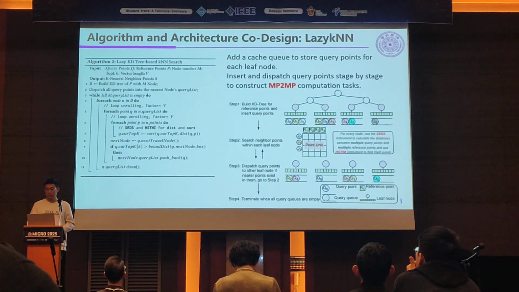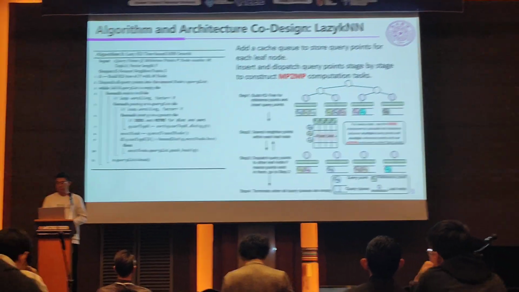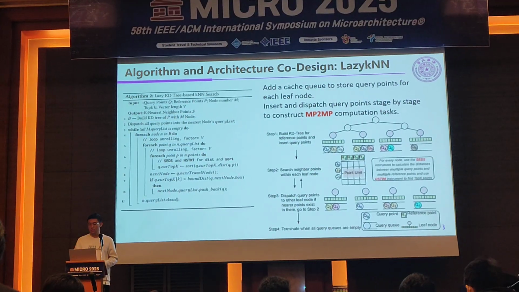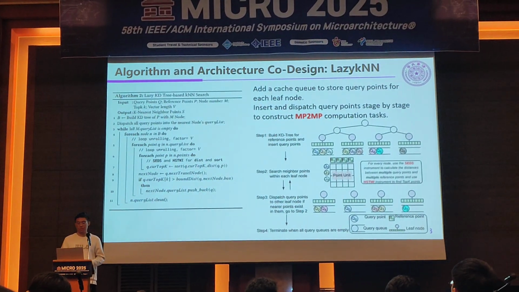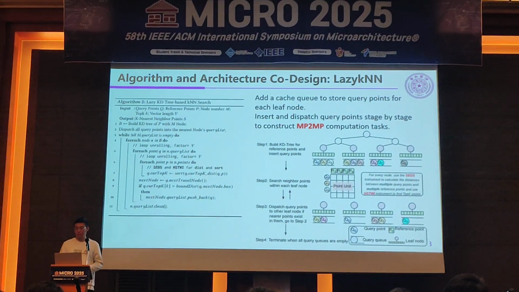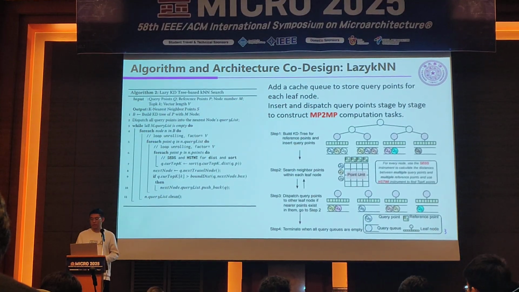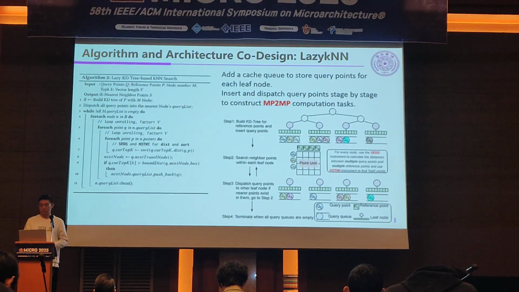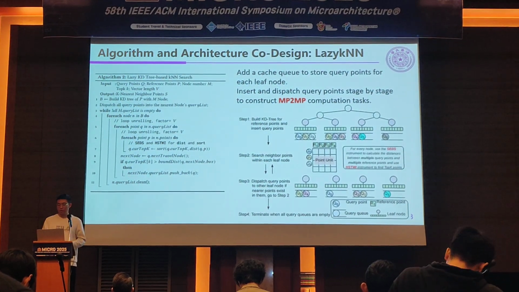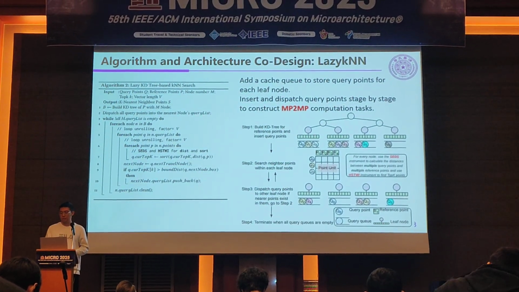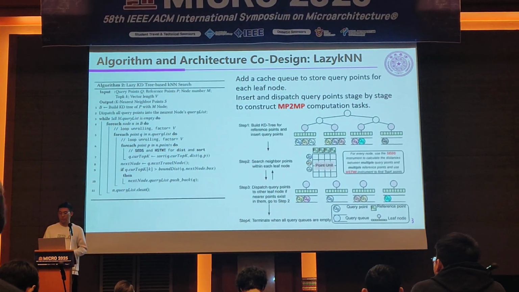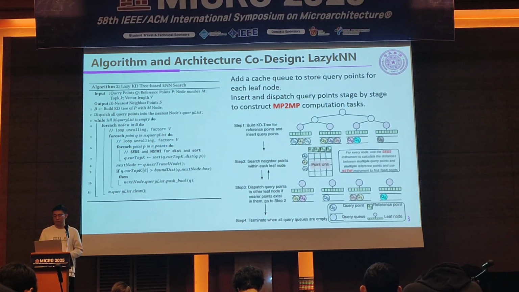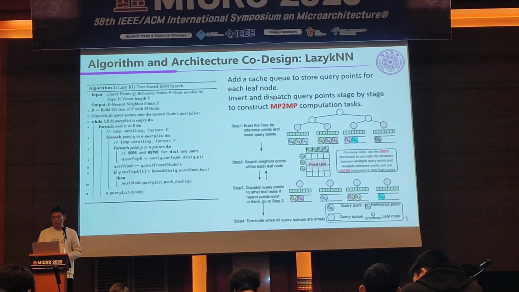For GAN, we designed a lazy search method using a cache queue. In simple terms, we break the search processing into small stages. Each stage focuses on one part of the KD tree instead of processing the whole query at once. This makes every query run in parallel and keeps the hardware busy. As a result, we can build efficient MT2 and T patterns and fully use our ISA extension.